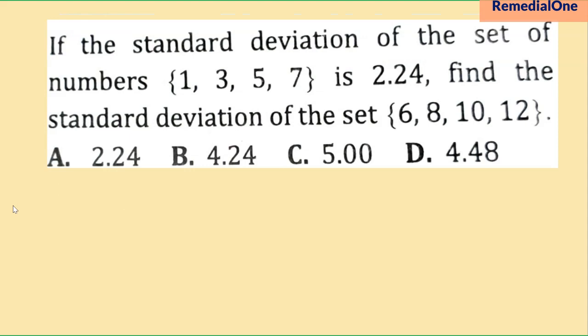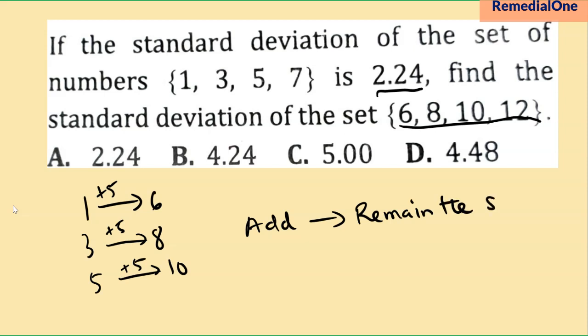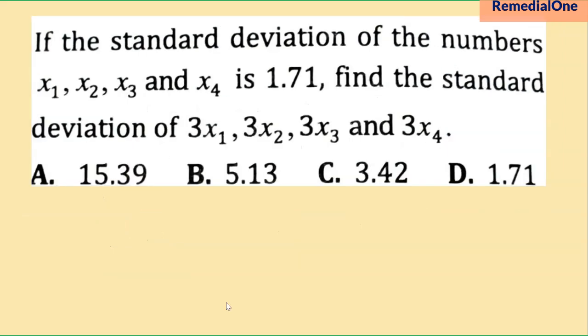So here is the standard deviation for this set, and what will be the new standard deviation for this new set? What we have to look at is that 1 became 6, 3 became 8, and 5 became 10. So they were adding 5, 5, 5. When we add, the standard deviation remains the same, from the activity. So here you don't need to do much. You have to be able to say that it's going to be the same, 2.24. Let's look at this one.